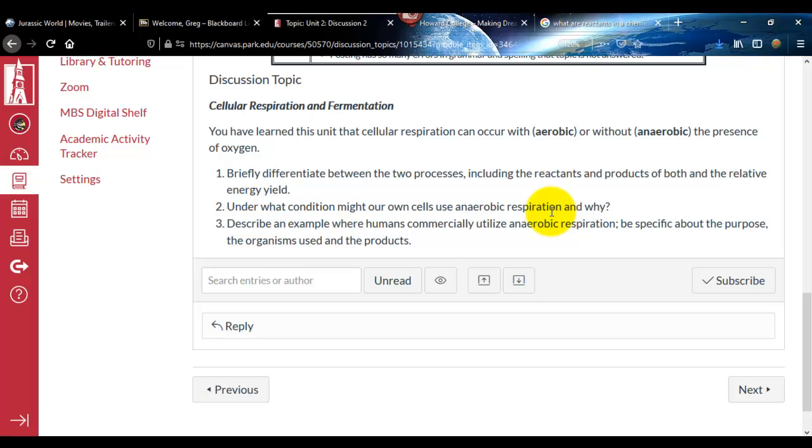Anaerobic is where your body's work output is higher than the power input, so your body switches to anaerobic respiration. I talk about all that. And describe an example where humans commercially utilize anaerobic respiration. Well, beer and wine's one of those. But if you could look up some others, this is the part where if you'll do a little bit of research, this is the only one you really kind of have to research. I didn't talk very much about that.